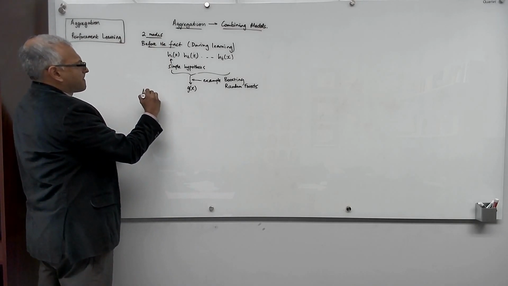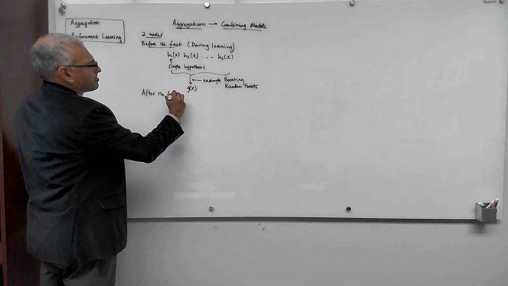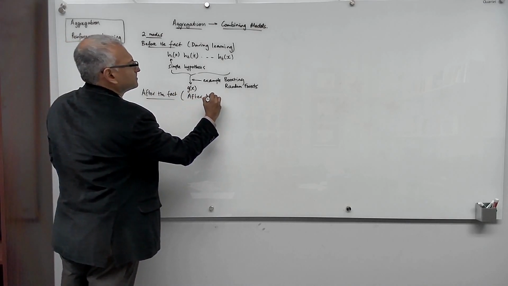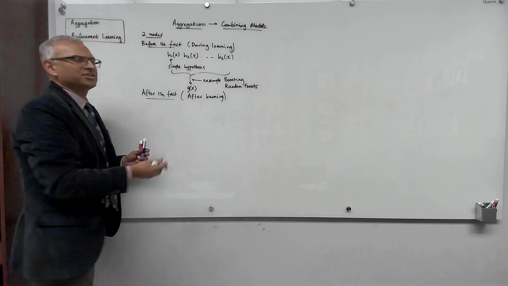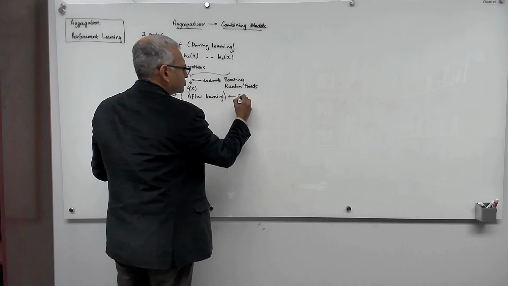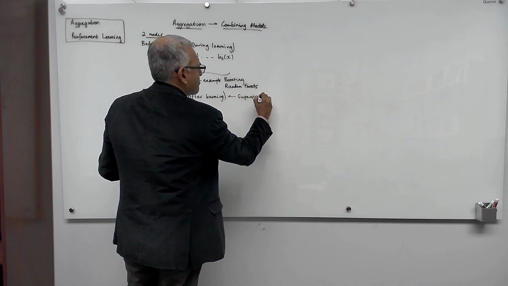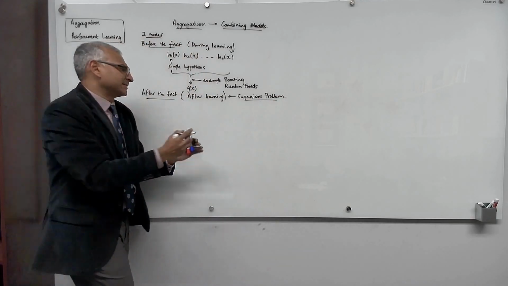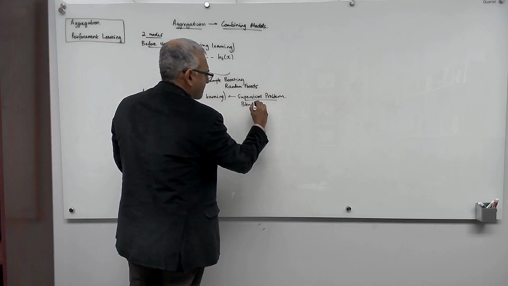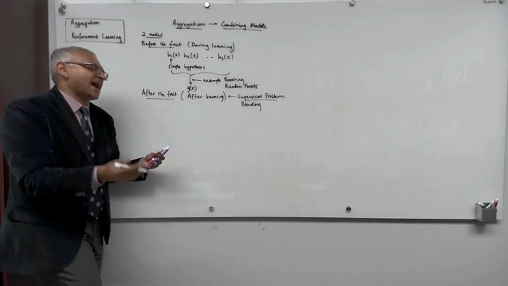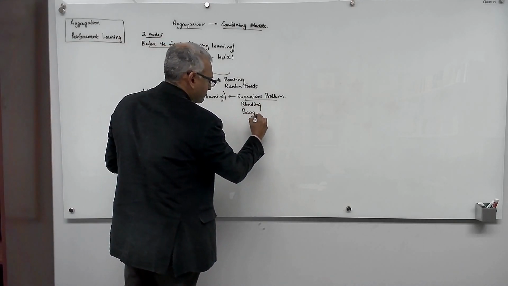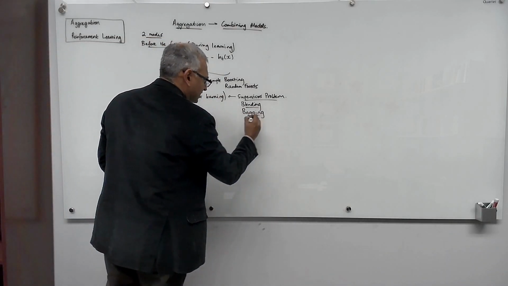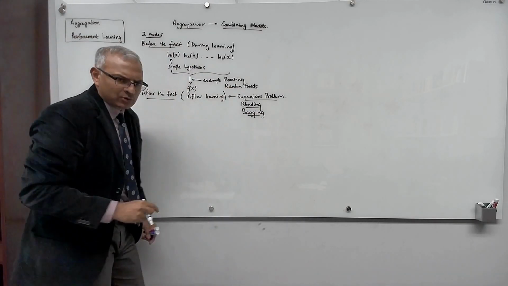So after the fact aggregation, i.e. after learning. And I call this the supervisor's problem. So this is the supervisor's problem. Okay? And sometimes it's called blending. Blending. And a version of this is sometimes called bagging. Bagging. Okay, so what's the problem that is going on here? Okay, so what's the idea? What's the scenario?